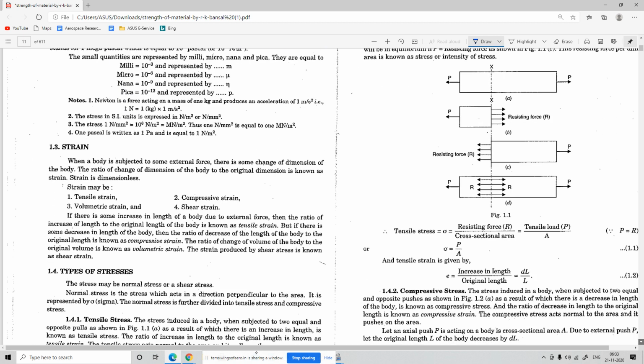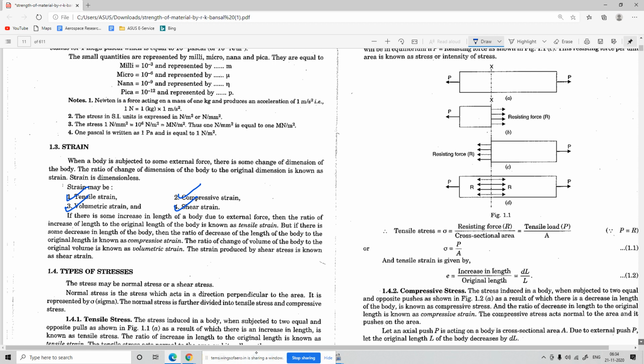So please note down these units. Right. Now strain. There are different types of strain: tensile strain, volume strain, compressive strain, and shear strain. Each one of them we will see one by one.